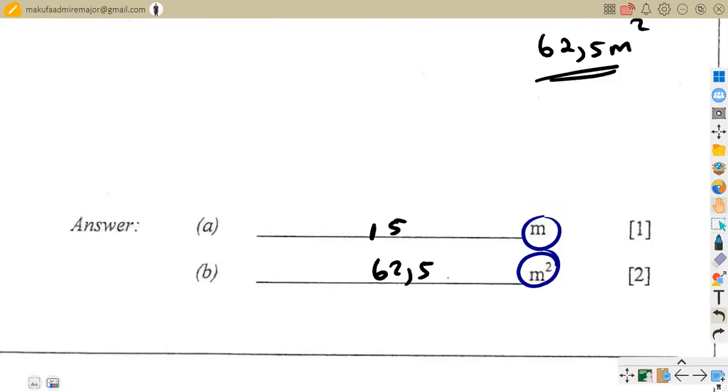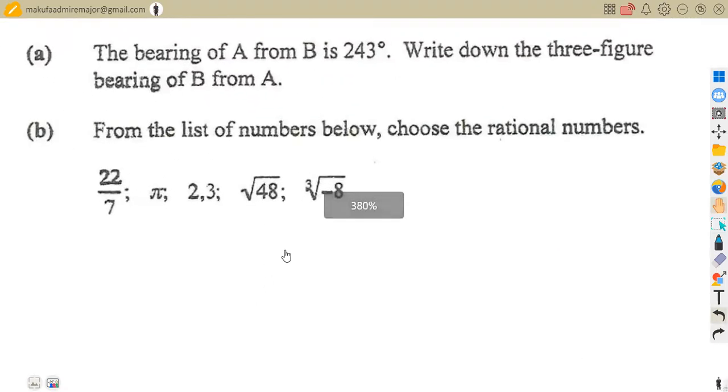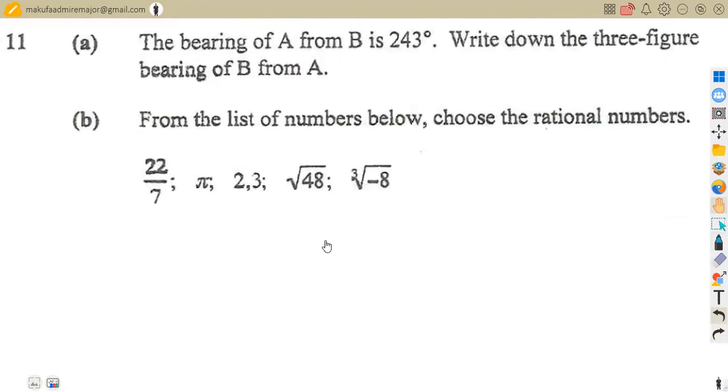Let's consider the other part of our question. There we are given question 11, bearing. All right, so let's check the first part of our question 11, which is the bearing.